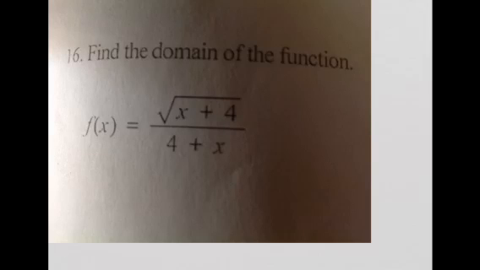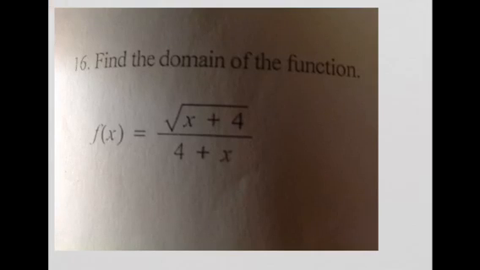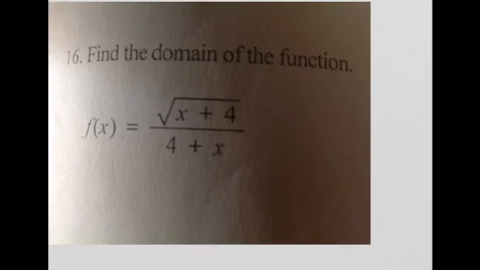Alright, so for this one we have x in both the numerator and denominator. In the numerator, notice how it's inside a square root, so we know that x plus 4 has to be greater than or equal to 0. It could be equal up here because it's in the numerator. So we know that x has to be greater than or equal to negative 4. That's for the numerator. In the denominator, the denominator cannot be 0. So 4 plus x cannot be 0. So that means that x cannot equal negative 4. Okay?